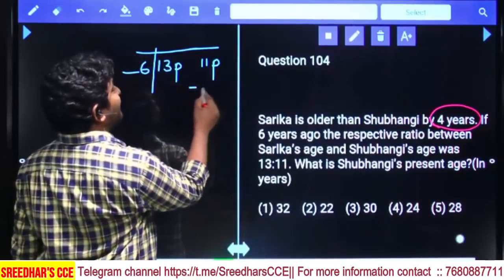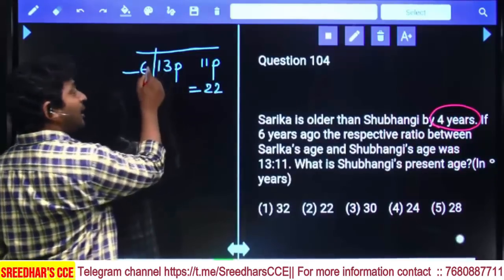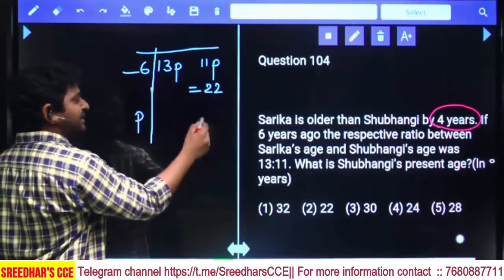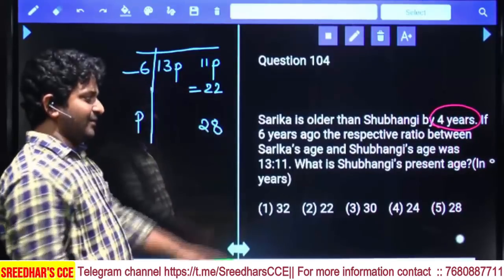Shubhangi's age is equal to 11 parts. That is equal to 22. How many years back? 6 years back. Then present age of Shubhangi is 22 plus 6. Hence it is 28. Same answer we got.